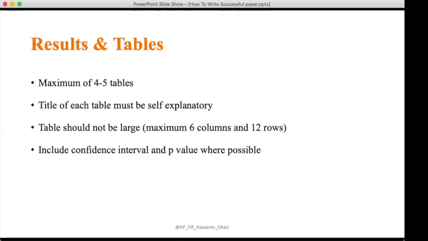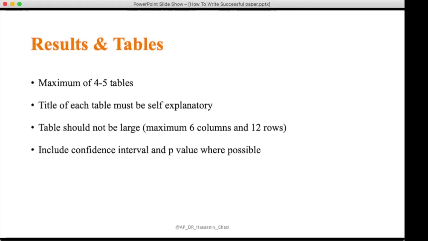Then we're talking about results and tables. In the results, do not explain every table in detail. You just put the headlines of each table. No need to explain the table in detail. Why? Because the readers go to the tables and they can understand the table better. So that's why there's no need to explain everything in detail.